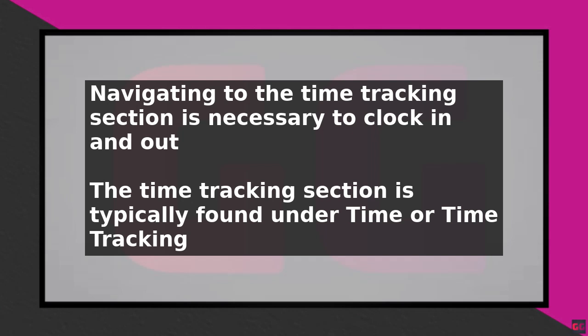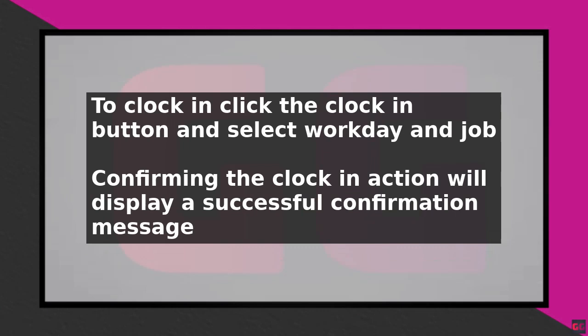To clock in, click the Clock In button. You will then be prompted to select the workday and the specific job or task you are clocking in for. Make sure to select the correct information to ensure accurate time tracking. Once you have selected the workday and job, confirm that you want to clock in. You will then see a confirmation message indicating that you have successfully clocked in.